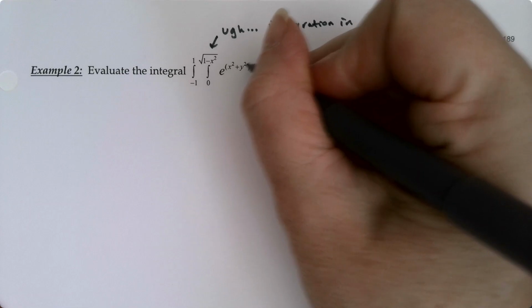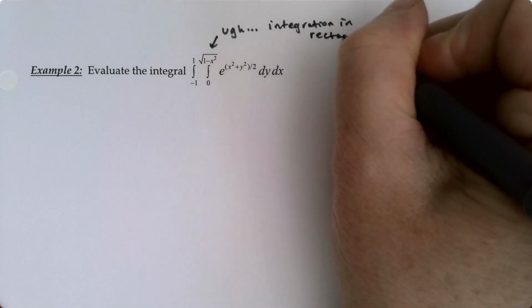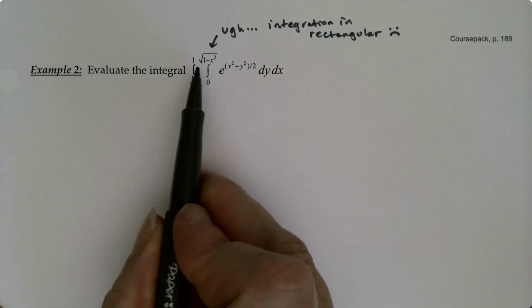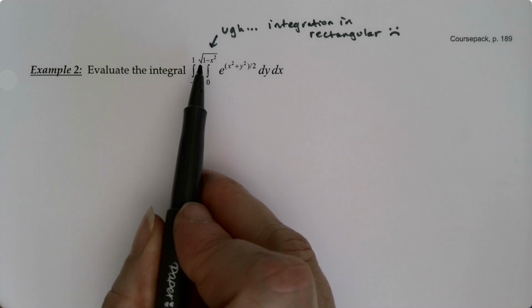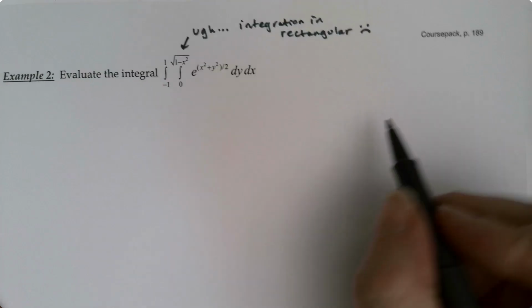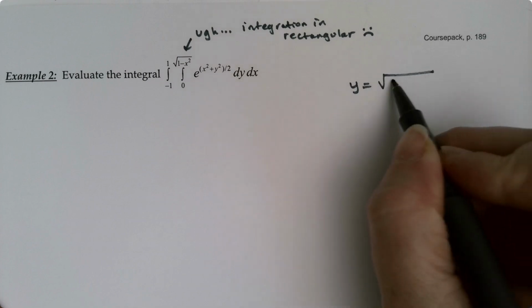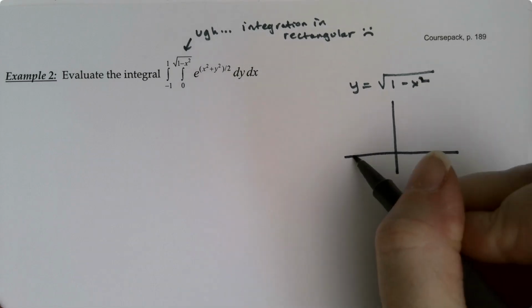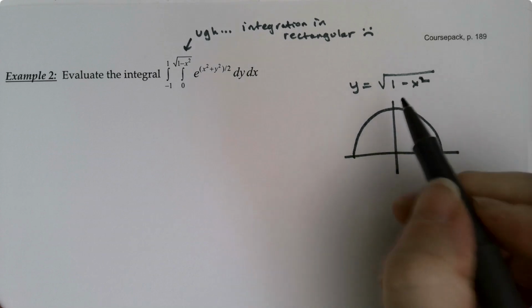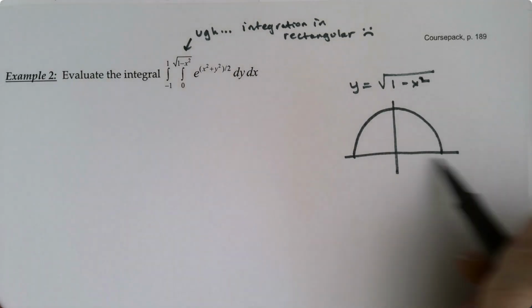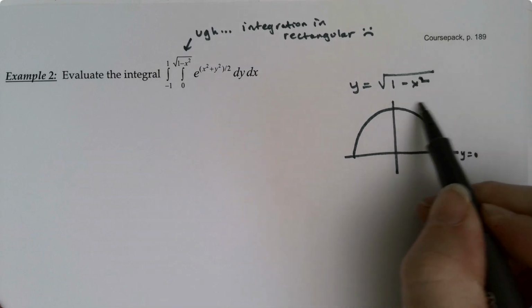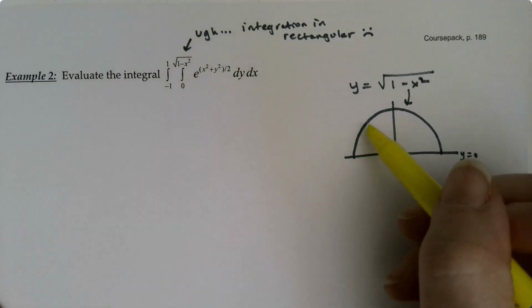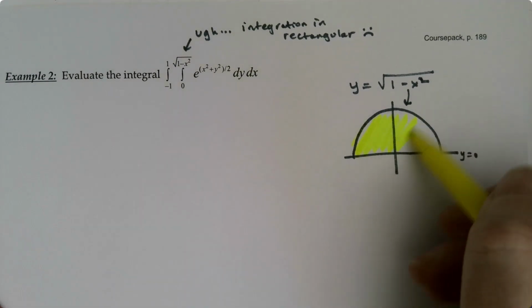integrands like that, and that one's not great either. Big frowny face. But y equals the square root of 1 minus x squared, we know what that is. Think about that. What is y equals the square root of 1 minus x squared? That's the top half of a circle. So y is going from 0, right here, y equals 0, to y equals the square root of 1 minus x squared. And then x is going from negative 1 to 1.